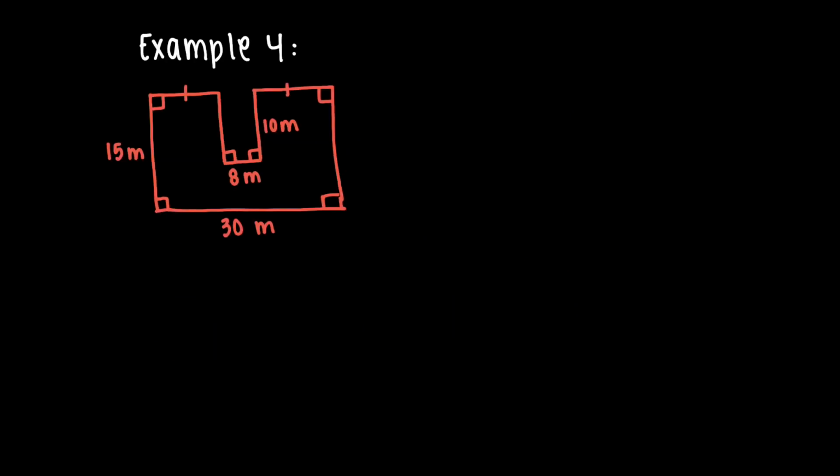Example 4 is a little different, and there are multiple ways you can approach example 4. I want you to first think of example 4 as a big rectangle. If it was a rectangle, the base would be 30, the height would be 15, and in order to find that area, I would multiply them, and that would give me 450.